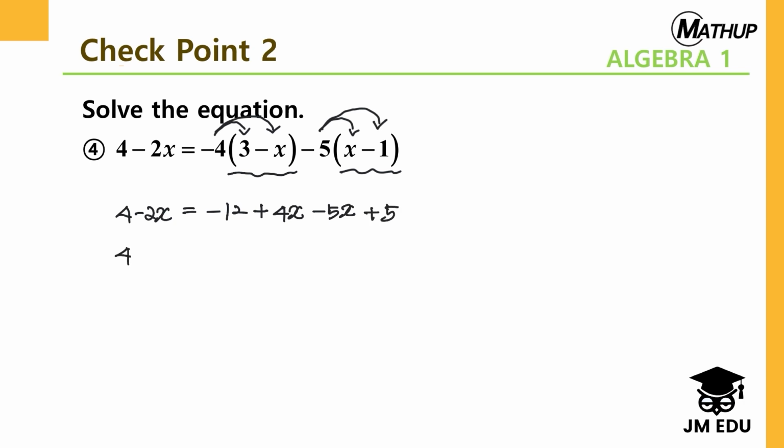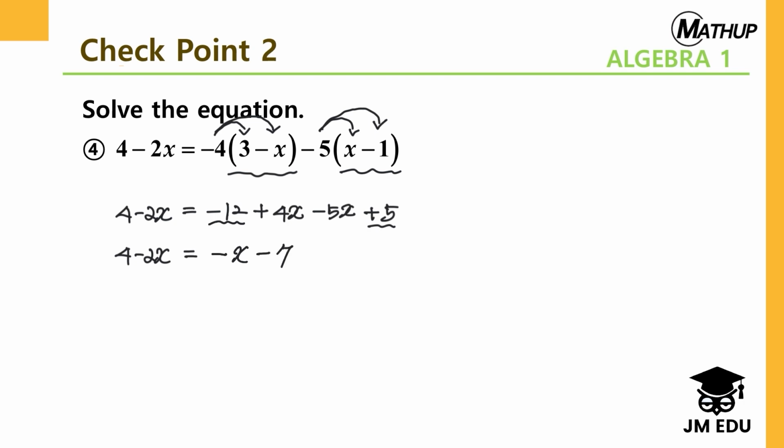So 4 minus 2x is equal to, we're going to simplify the right hand side. We have 2 x terms, 2 constants. So 4x minus 5x, that's minus x. Minus 12 plus 5, that's minus 7.